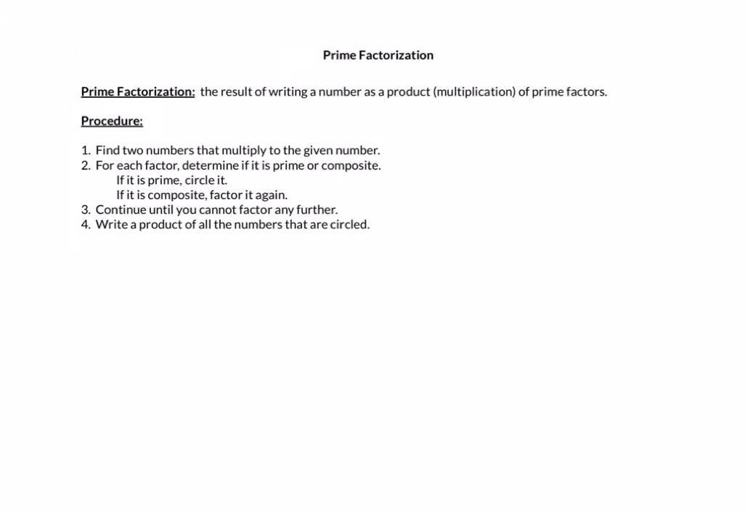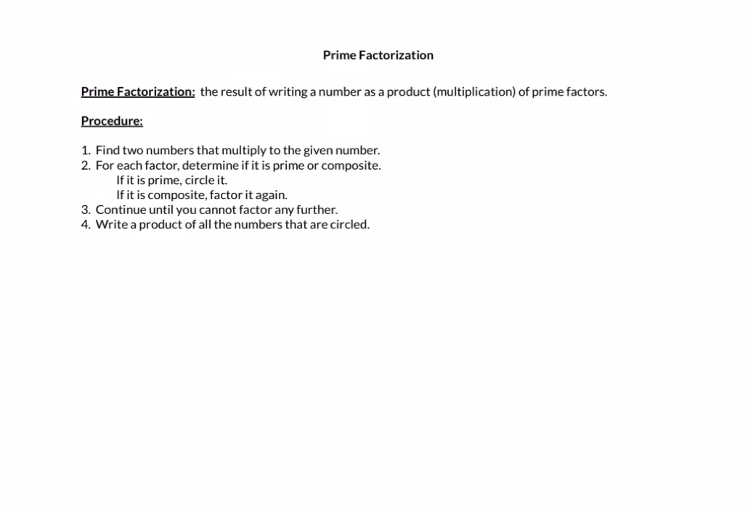Okay, so let's talk about prime factorization. That's why we talked about prime numbers. Prime factorization is the result of writing a number as a product or multiplication of prime factors. Now the book presents this several ways, so if you don't like the way that this is presented in the presentation, I encourage you to read the book and see some other methods that they use.